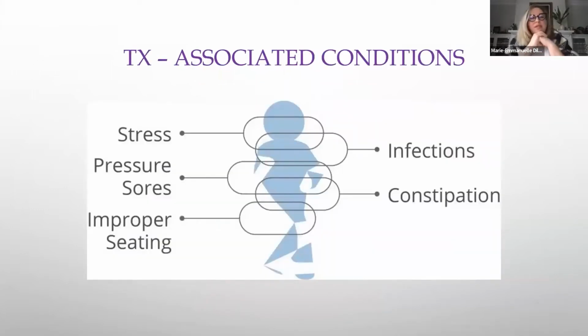The other thing we don't always think of is that to treat spasticity, you also have to treat associated conditions that can increase it. So if all of a sudden your spasticity increases, you have to go around and see, are there more stressors? Are there pressure sores? Is it improper seating or positioning? Is there an underlying infection? And is there constipation?